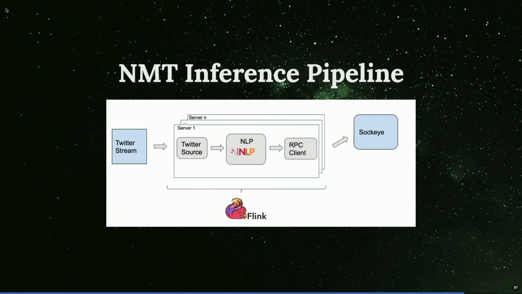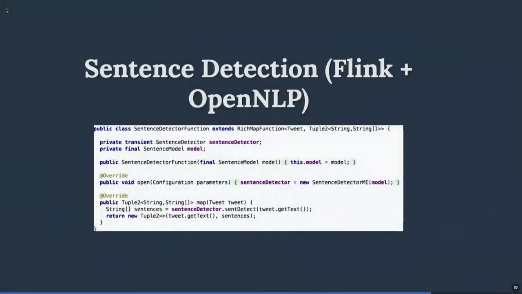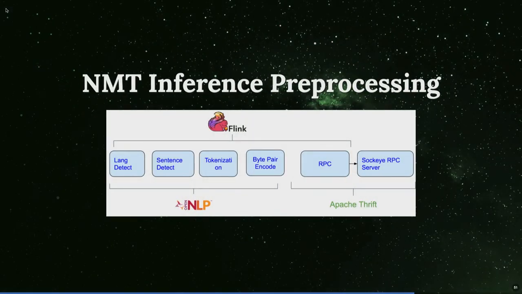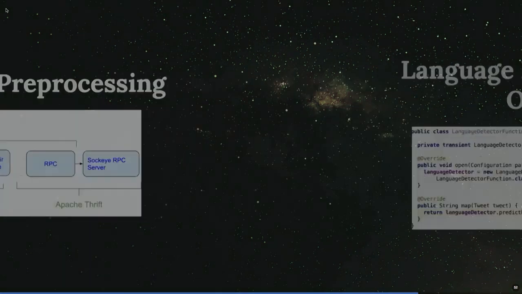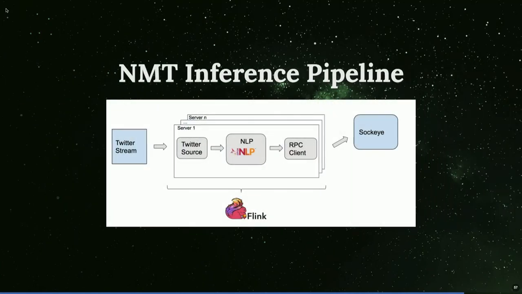You have a Twitter stream, and all of this, the middle piece, is running in Flink pipelines. You have a Twitter source, then you do NLP, and as part of the NLP, the different steps are what we had in the previous slide. Then you call the RPC client, which is calling Sockeye, the neural machine translation model.